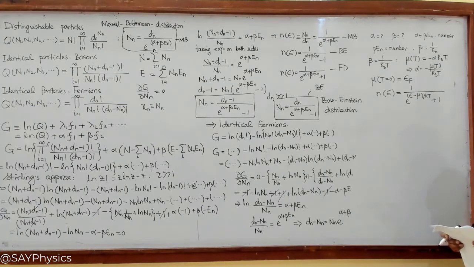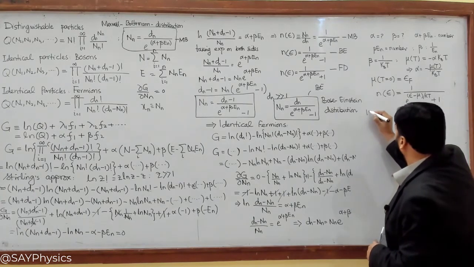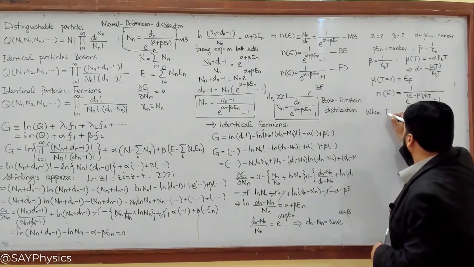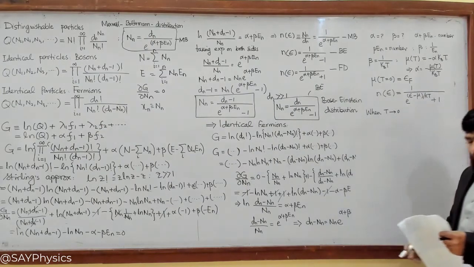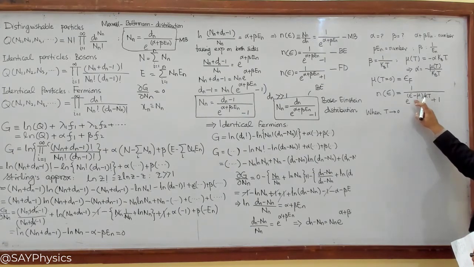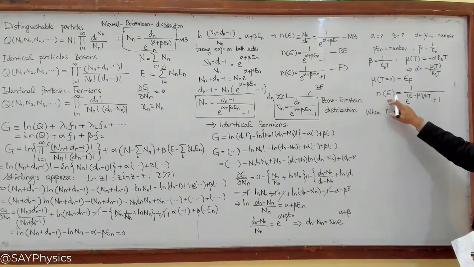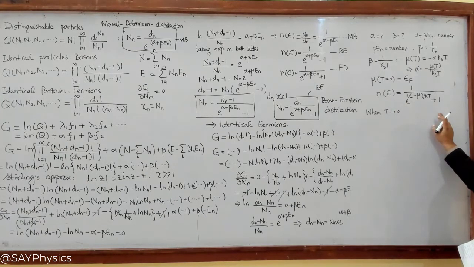Now look here. Let's discuss some approximations. When T goes to 0, then something divided by 0 is infinite, and e to the power infinite becomes again infinite. Then 1 over infinite is 0. So it means when T goes to 0, n(E) goes to 0.